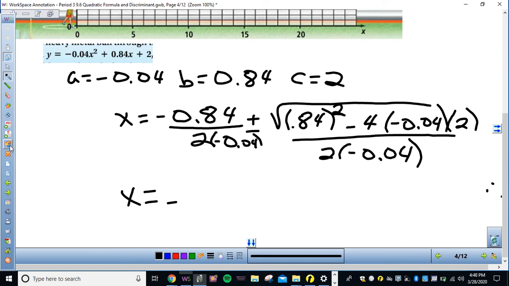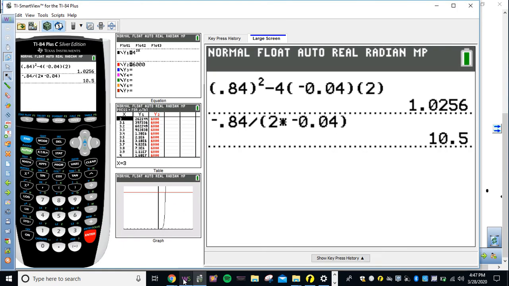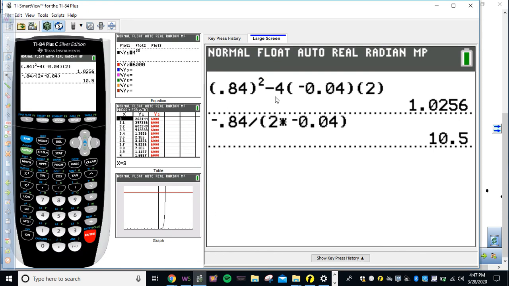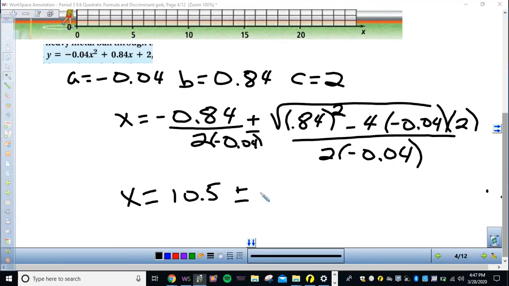So let's erase that. Okay, so x equals, again, that number was 10.5. The reason this is a positive number is because we have a negative divided by a negative, which is a positive number. So 10.5 plus, and then we had that decimal when we multiplied, what is called the discriminant here, and we got 1.0256.